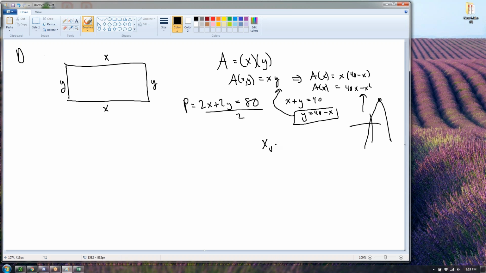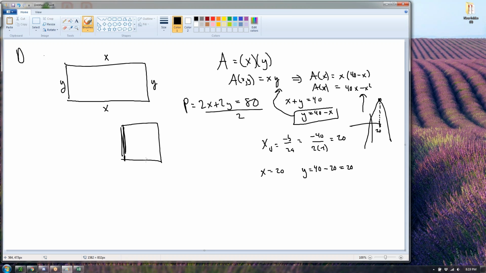So how do you find the x-coordinate of the vertex? You always do negative b over 2a. It's the negative of 40 over 2 times negative 1. That gives you a value of 20. So 20 is the value of x that needs to be. If x is 20, well, you can go back to your constraint. Y is 40 minus x. Oh, it's also 20. What a surprise.